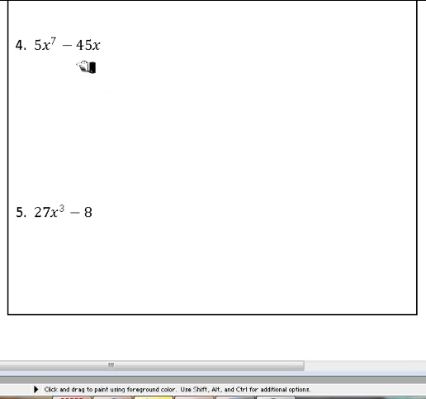In question 4, we see a common factor. First in the coefficients, we can pull out a 5. And then we can also pull out an x from both, so let's do that. So here we're left with x to the 6th. And here we're left with 9. Now, x to the 6th minus 9 can be factored further.